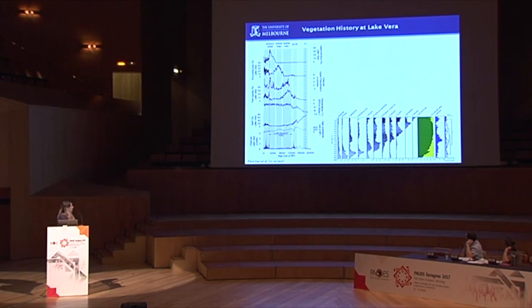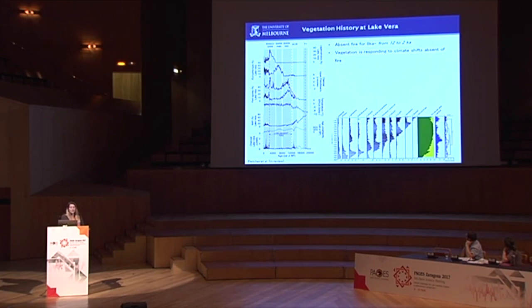So they got a 0 to 19,000 year record from the pollen. And what's really interesting about Lake Vira, which is not typical of Tasmania, is that there's a long period absent of fire in this region. So this is the charcoal scores from the lake. So there's about 8,000 years free of fire. However, we are still seeing vegetation change responding to these climatic shifts.